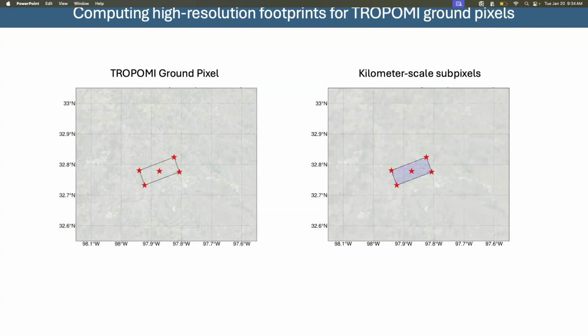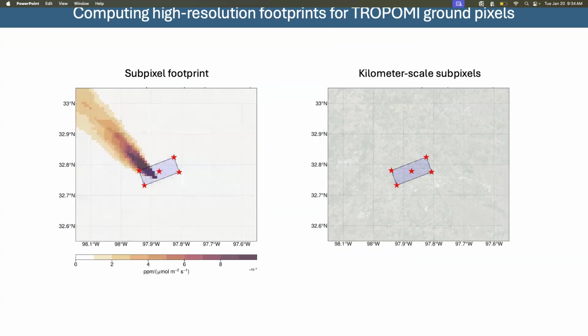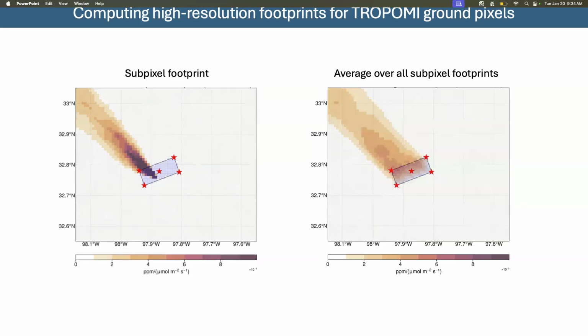Since FootNet can compute footprints pretty fast, in less than a second for a single footprint, I computed footprints for all of these subpixels at kilometer scale. Once we have footprints for all of these subpixels, if we average them, that gives us a footprint at kilometer scale for the whole TROPOMI ground pixel.